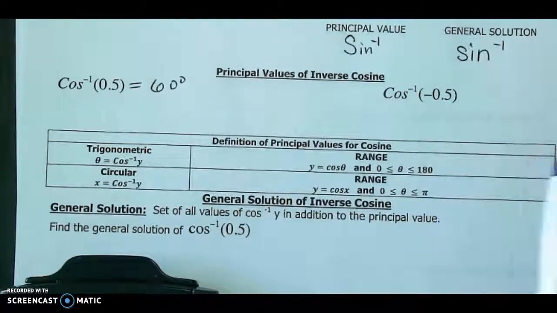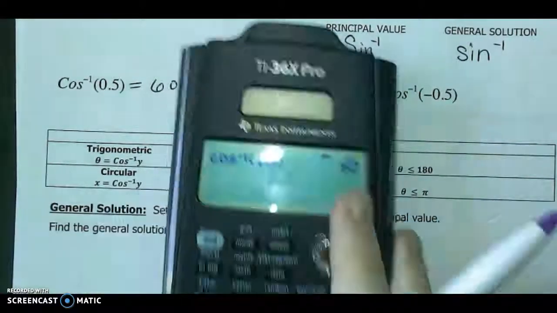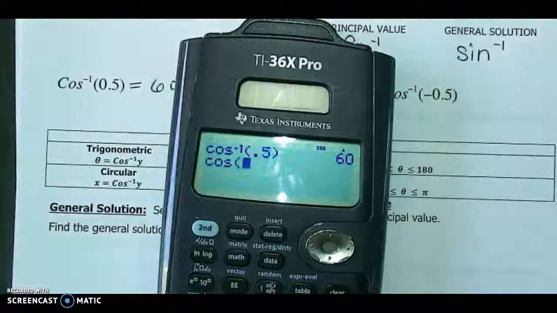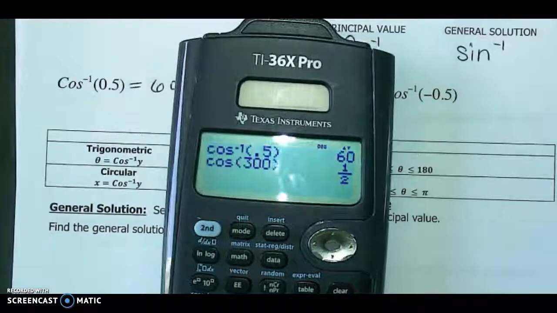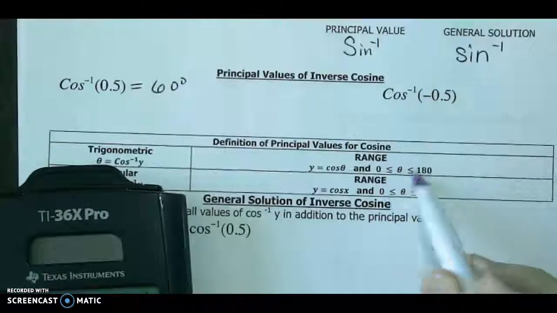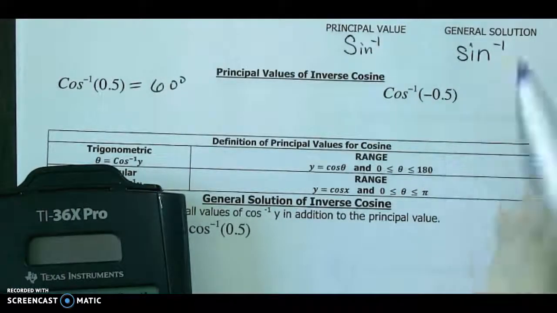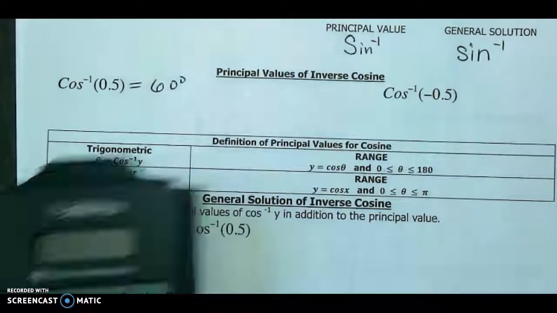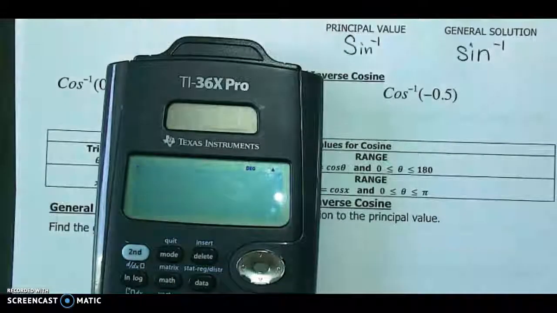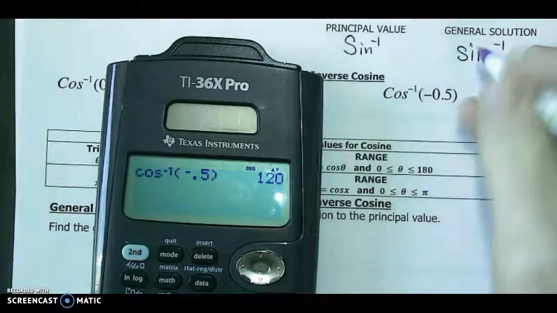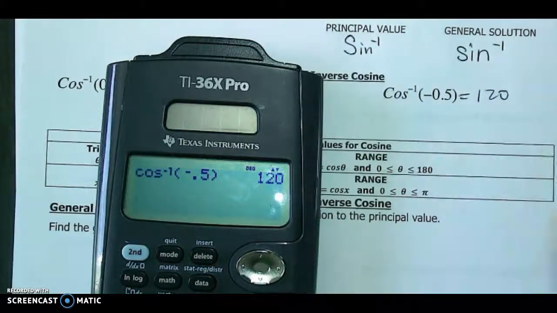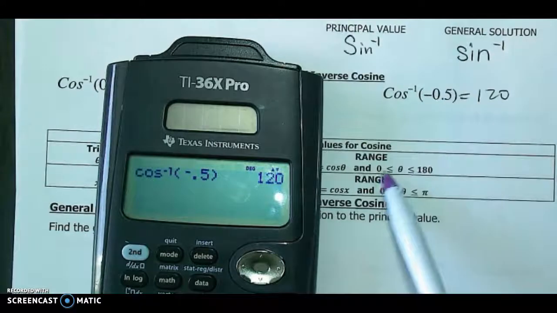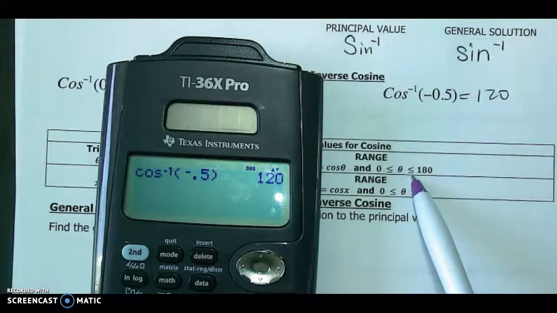Now we know cosine of 300 should also give us positive 0.5, which you can see right here. So 300 is another answer, but 300 is not the principal value because 300 is bigger than 180. Let's look at inverse cosine of negative 0.5. And we get 120. So 120 is between 0 and 180, so that's why it's in the range.